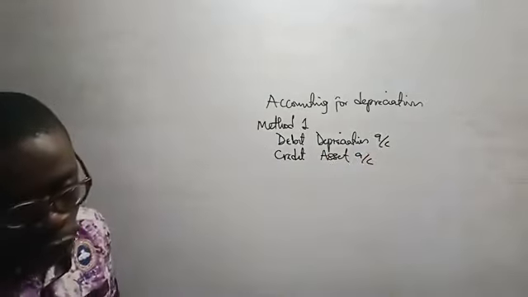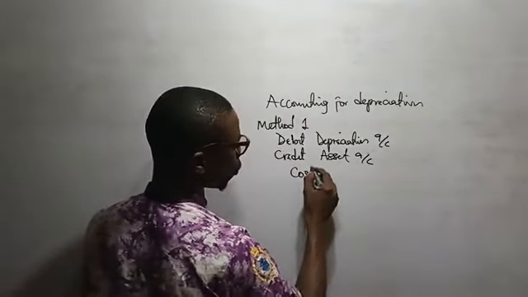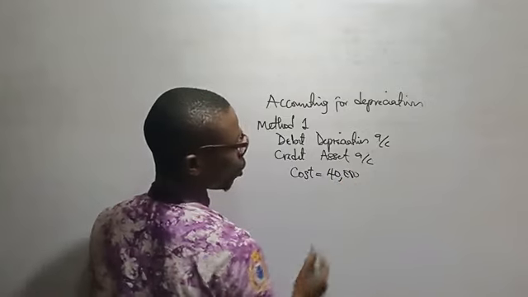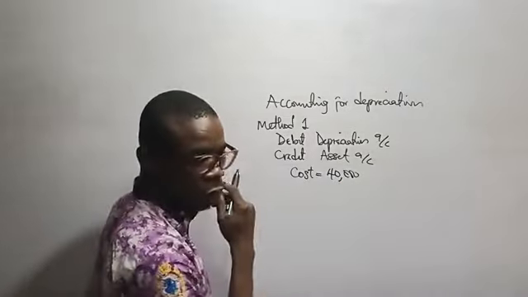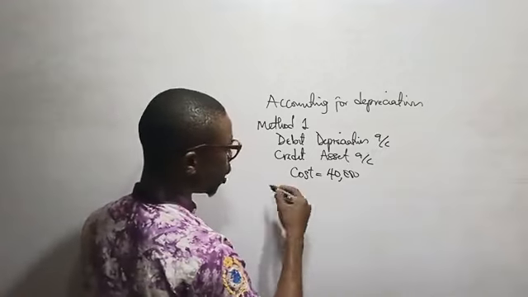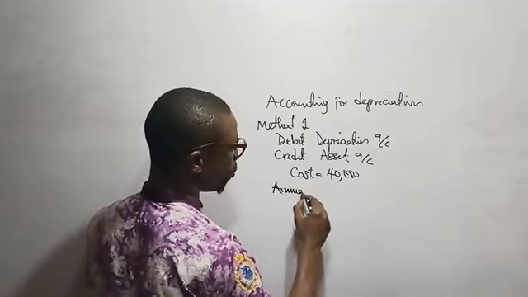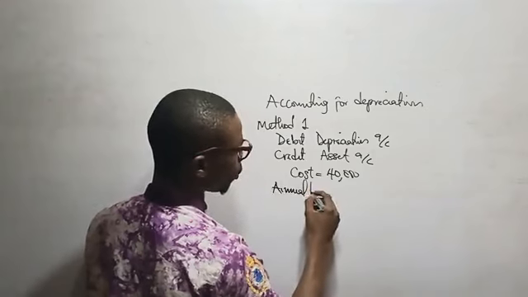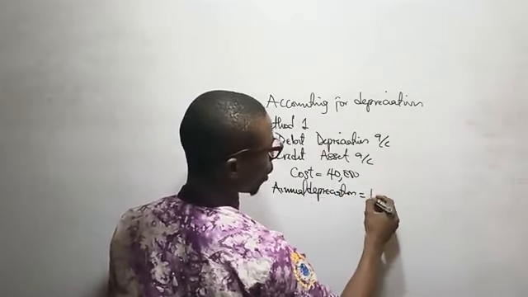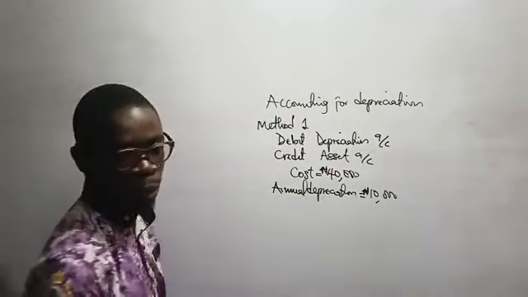You credit the account. So let's imagine now that under method 1, the cost of an asset is 40,000 naira. Let's say the annual depreciation is 10,000 naira. That means the value will be depreciating by 10,000 naira every year. So how do you account for this depreciation using method 1?